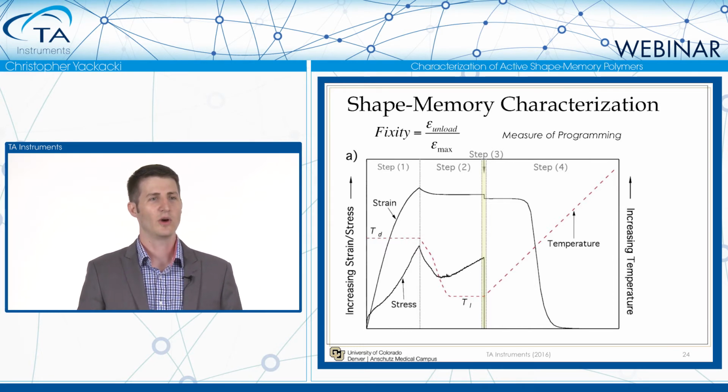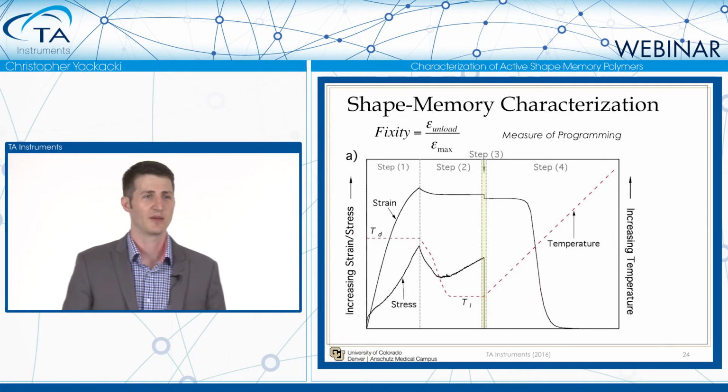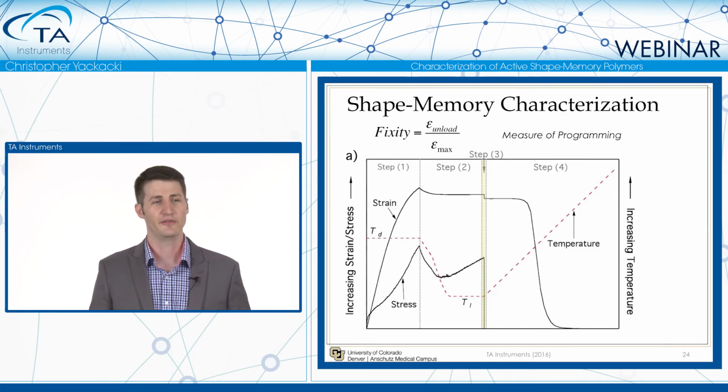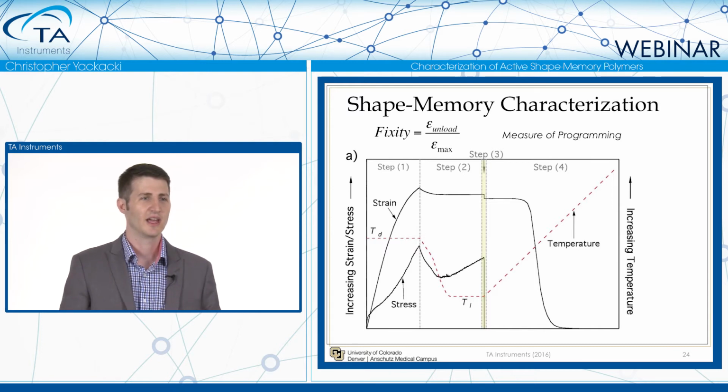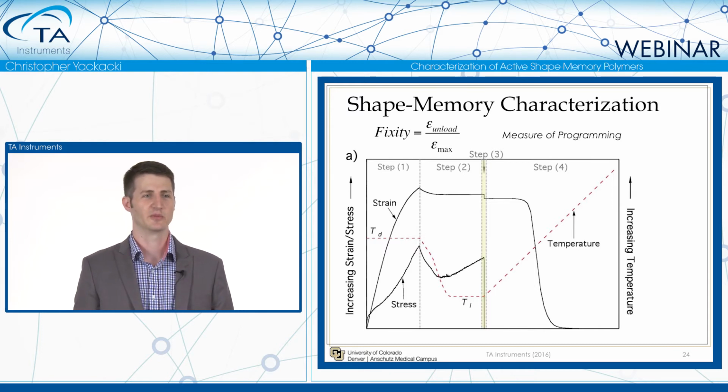And so one way to characterize this phenomenon is to look at what we call the fixity. It's a measure or characterization of your programming step. So when I say fixity, you want to focus in on that step 3. I've highlighted it here in yellow. And what you'll see is that when we unload the stress of the material, the strain drops down just a little bit. Now in this case, it doesn't drop down an extreme amount, but it definitely springs back some.